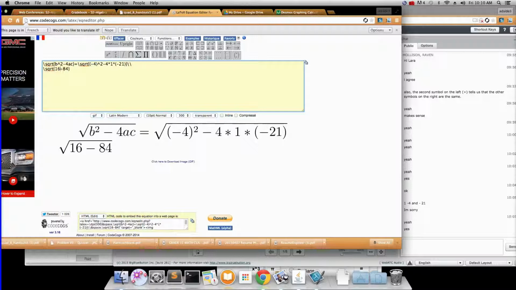I got the 16 from the negative 4 squared. Negative 4 times negative 4 is positive 16. I got the 84 from 4 times 1 times negative 21, which should give me 84. We cool?